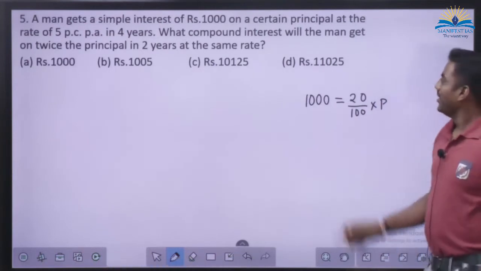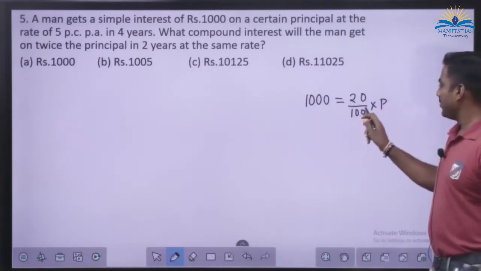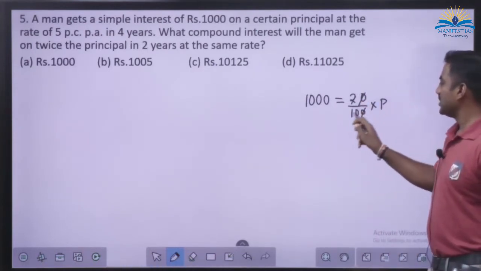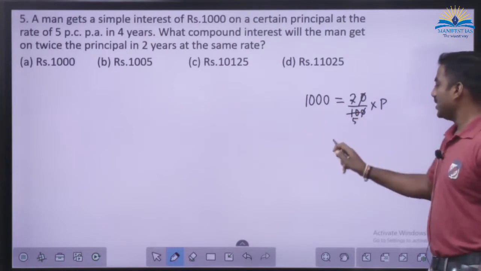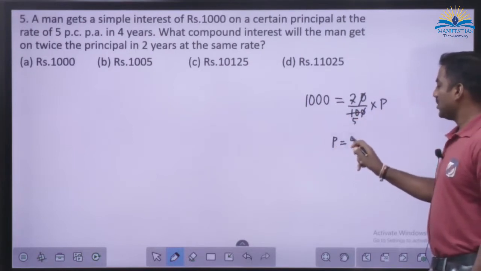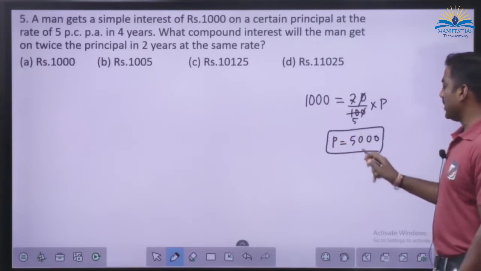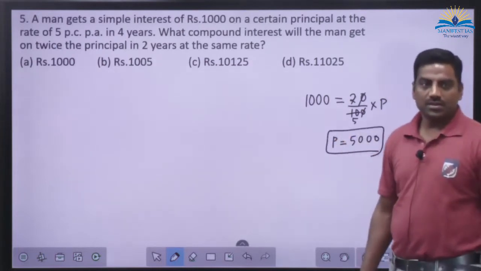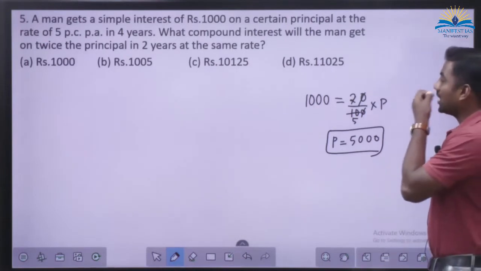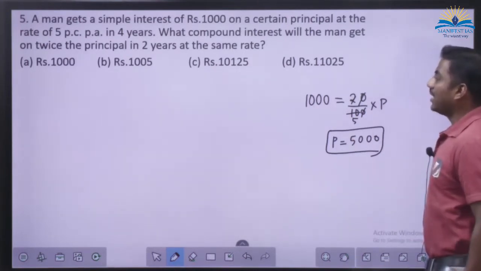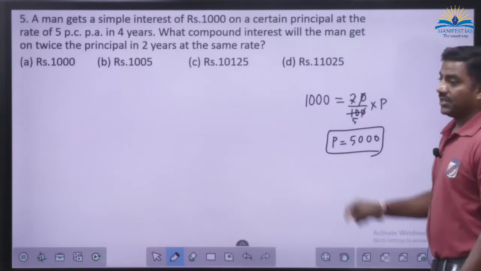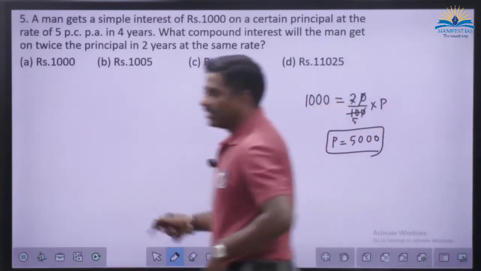Okay. So here, principal would be, 2 ones are 2, 5 twos are 10, 5 will go this side. Principal would be 5,000. After this, the problem becomes very simple. Now the principal is 5,000. What compound interest will the man get on twice the principal at the same rate? So now twice the principal is the new principal.